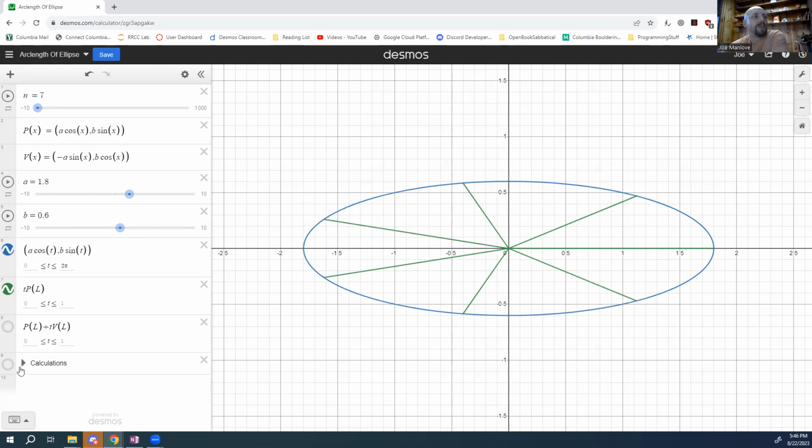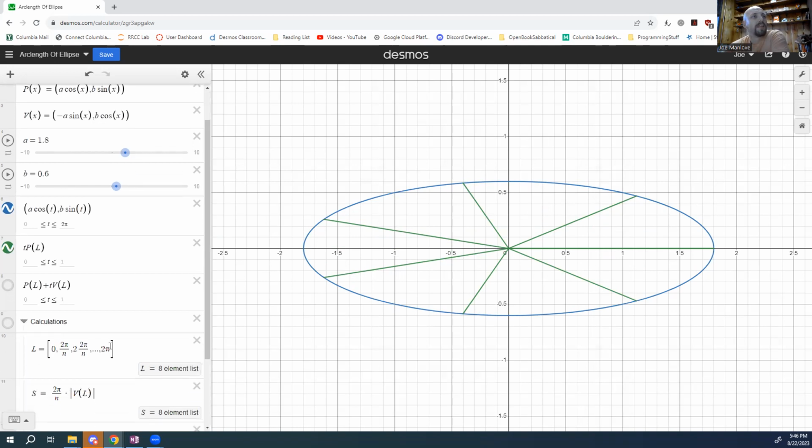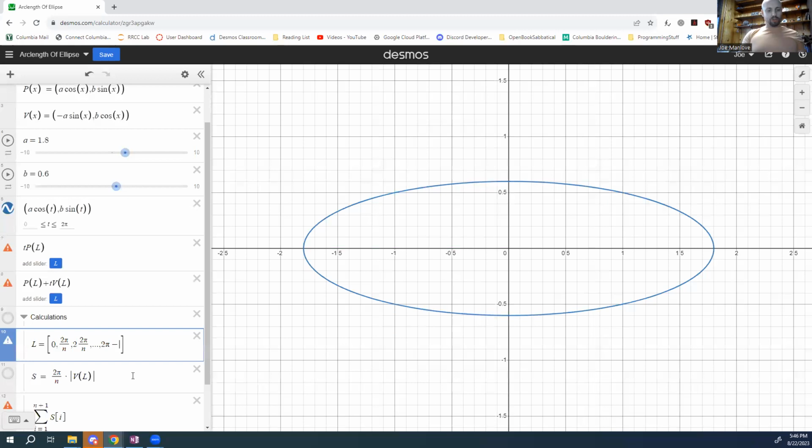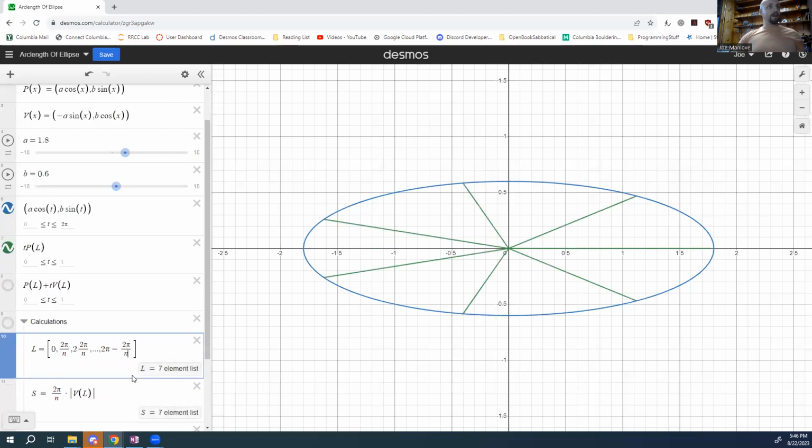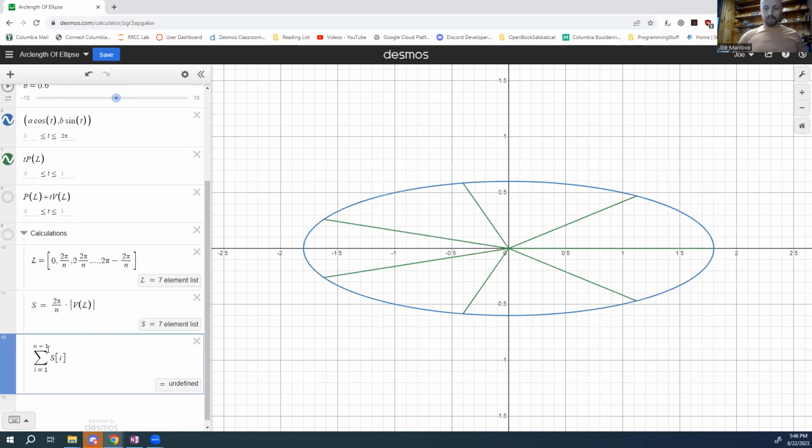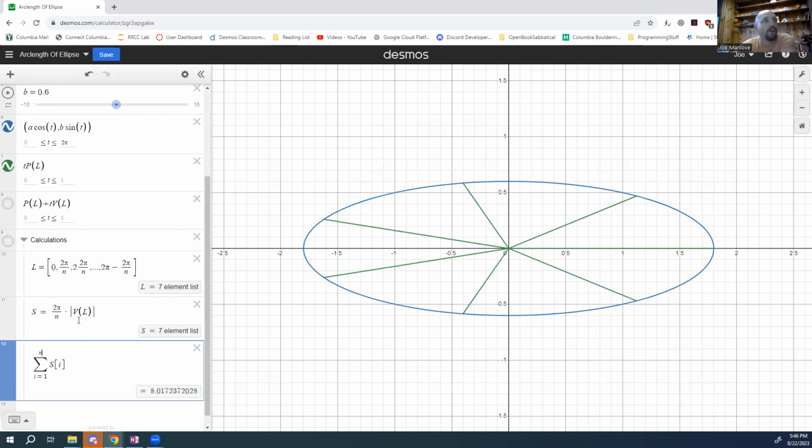And these are TP of L. So L is this list. That's all the values of 0 up to 2 pi, and I wanted to go to 2 pi minus 2 pi over n here. I just realized I made a little mistake in it. Okay, so I've got 0 up to 2 pi less 1, so I'm not accidentally counting 0 twice. That was my mistake. So I've got 0 up to 2 pi minus 2 pi over n. So I've split this angle into 7 pieces, and I've got my L as my list of the 7 places we cut this circle.